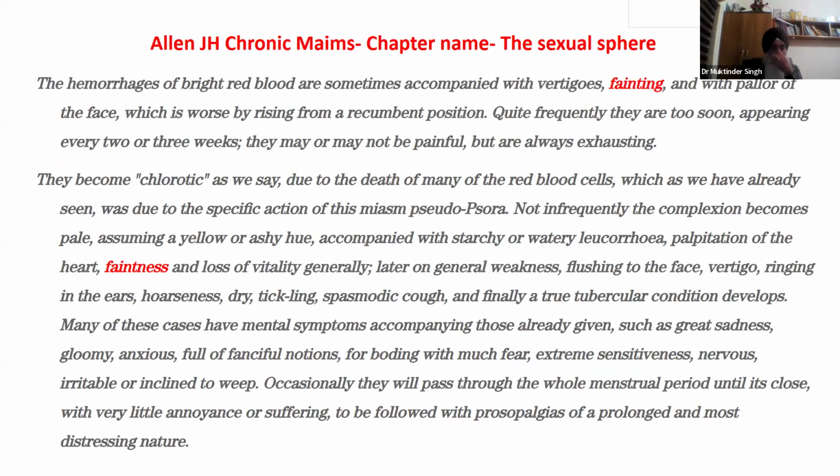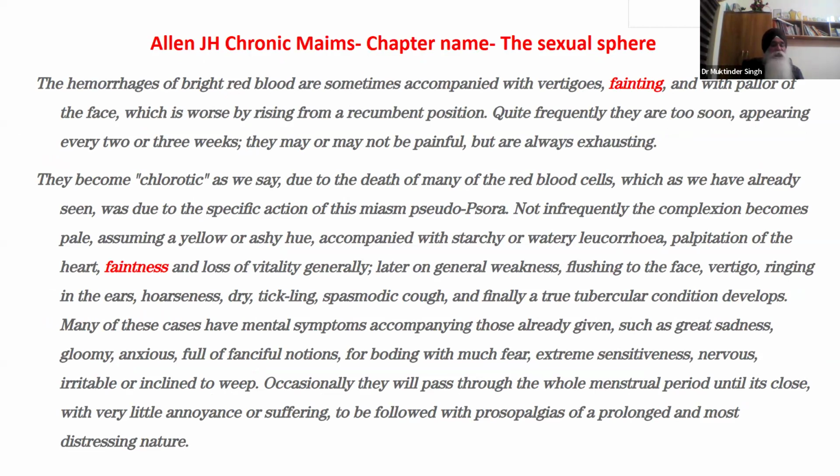Then in the Chronic Miasms, chapter name sexual sphere, the hemorrhage accompanied with vertigo, fainting, and with pallor of the face, which is worse by rising from a recumbent position, quite frequently too soon, appearing every 2 or 3 weeks. They may not be painful, but are always exhausting. So these are hemorrhages of bright red causing fainting.